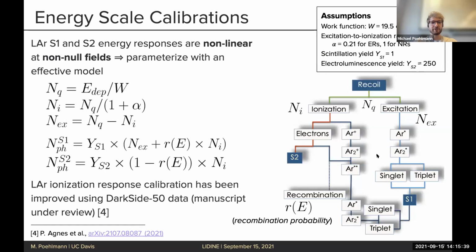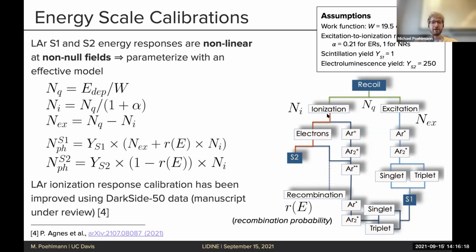Another important calibration, which is really important to our Monte Carlo simulations, is the energy scale for liquid argon. As the S1 and S2 responses of liquid argon are nonlinear for non-null electric fields, which are applied throughout the TPC, we parameterize the liquid argon's response with an effective model. So here's a diagram of this model where for a given interaction, we see the atoms are divided into two different categories. One is where we have electron-ion pairs, and the other is where we just have excited atoms.